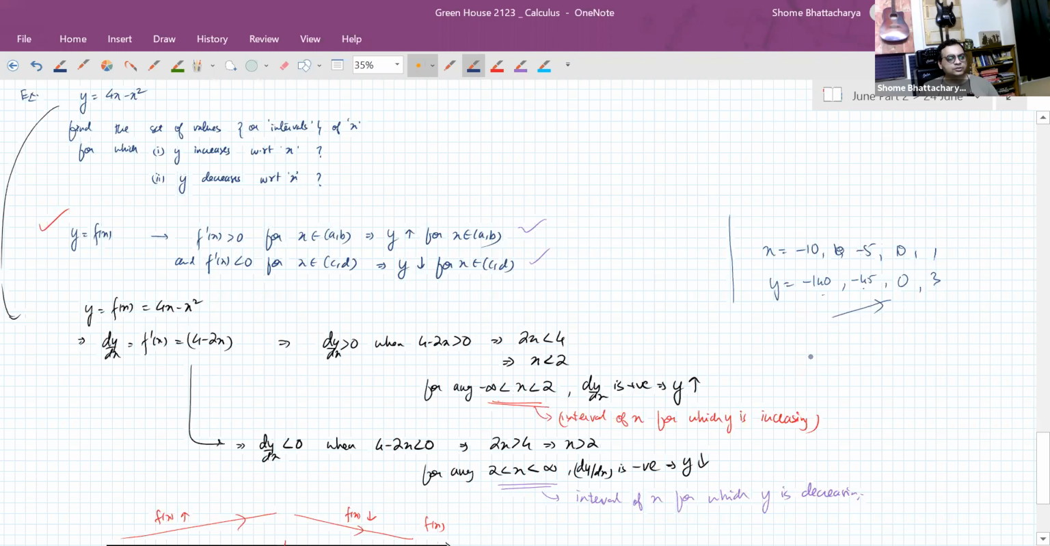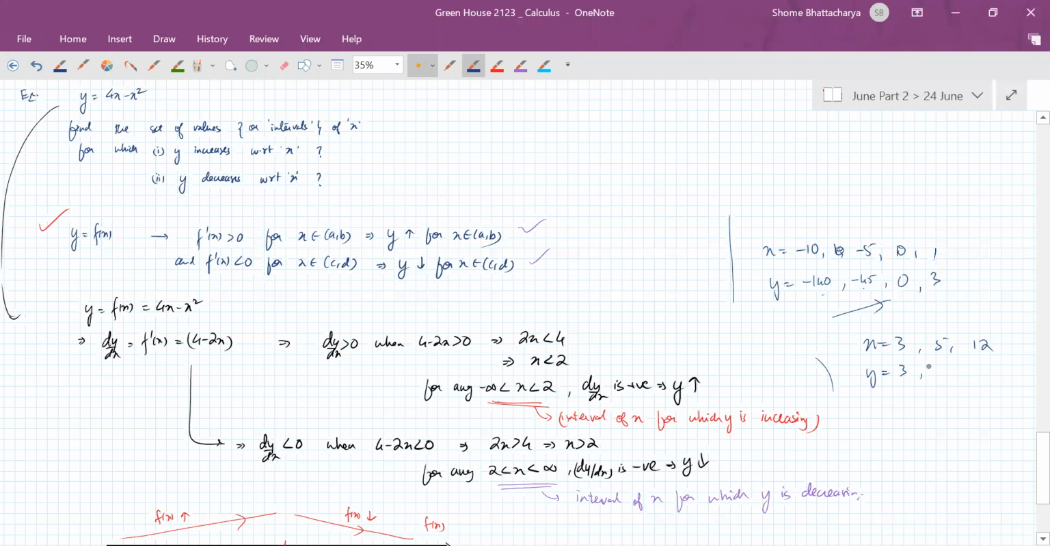But now you take some values of x after 2. Like take x equal to 3, let's say 5, 12, something like this. You'll see what y is. You'll see it has a decreasing trend. See, 12 minus 9. So how much is it? Sorry, 3.